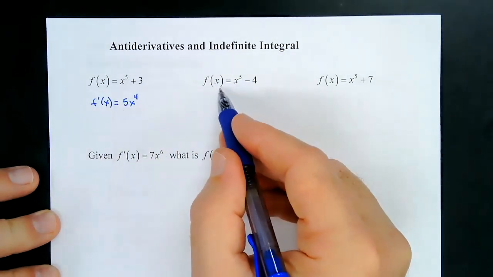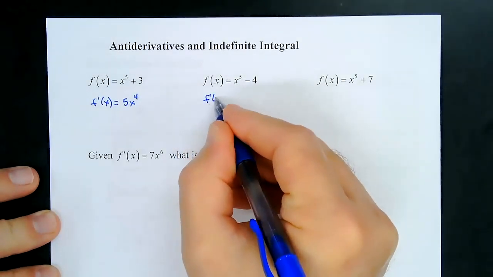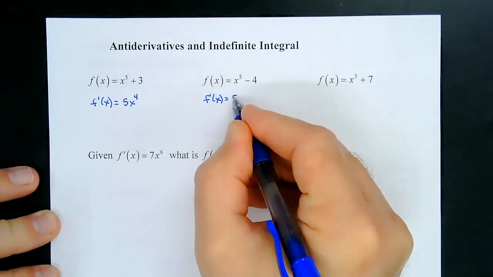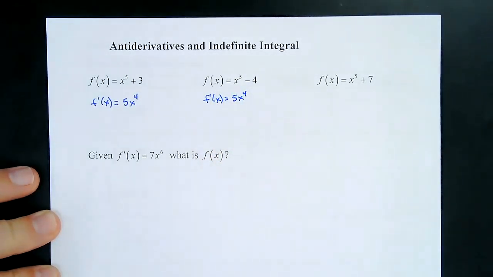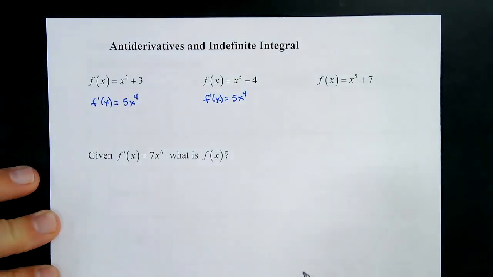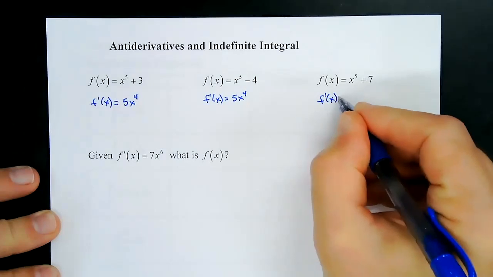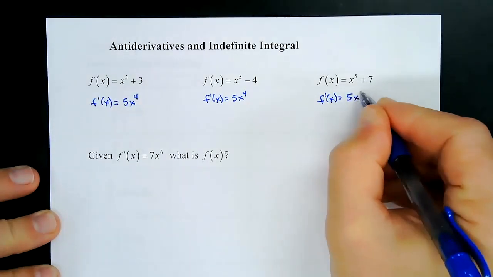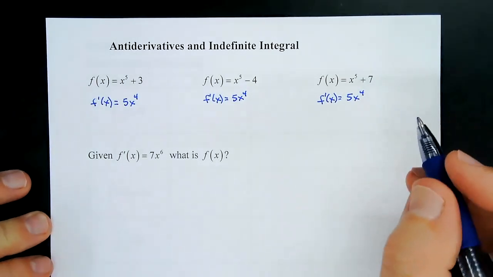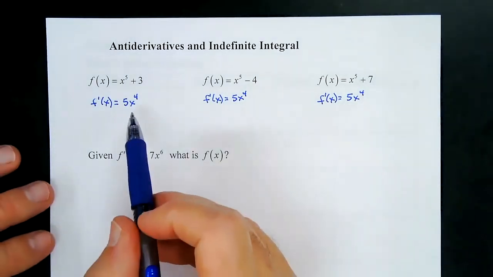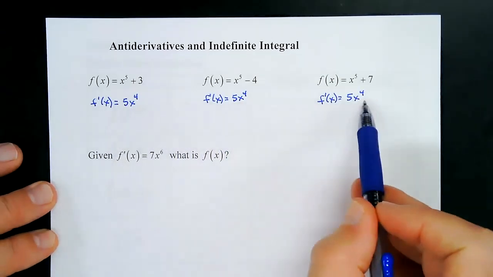So for this one, f of x equals x to the fifth minus 4. The derivative of this one, f prime of x, would be 5x to the fourth minus 4. The derivative of 4 would just be 0, so we wouldn't have to write it. For this one, f prime of x is equal to 5x to the fourth plus the derivative of 7, which is 0. Okay, so I want us to take a look and see, what's the difference? Because the derivative came out every single time the exact same.